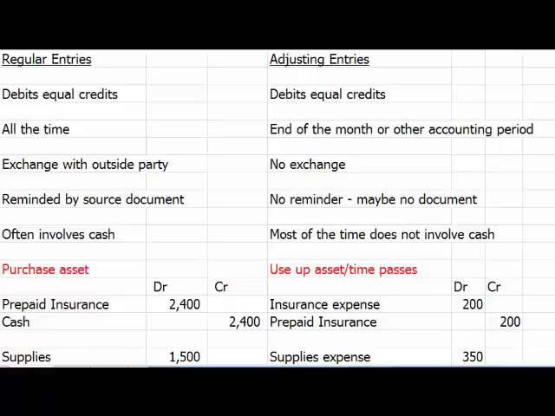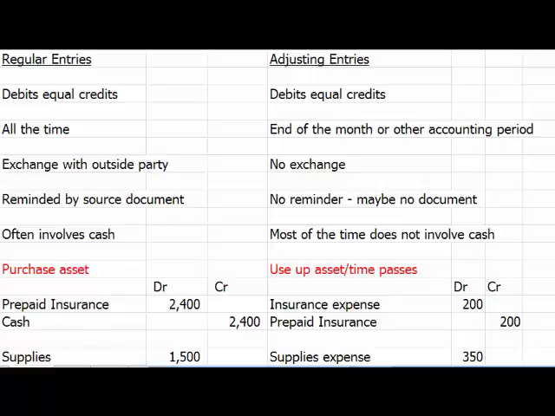Regular entries tend to happen all the time on a continuous basis in most businesses. Regular entries include sales, purchases, collections of cash, payments of cash, all of those things. And those are happening all the time and are usually entered immediately when there is a transaction that's taken place.